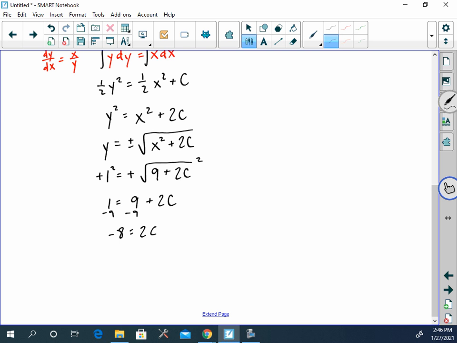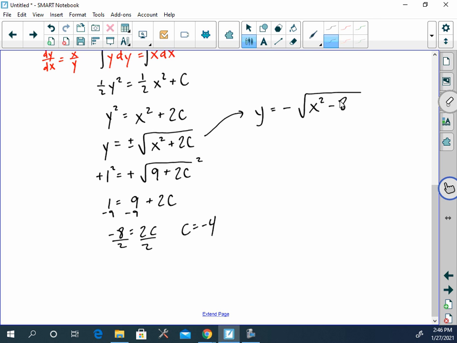-8 equals 2c. Divide by 2, and I'm at c equals -4. So then we can go back to here and we can replace it with a negative out front, x squared minus 8.